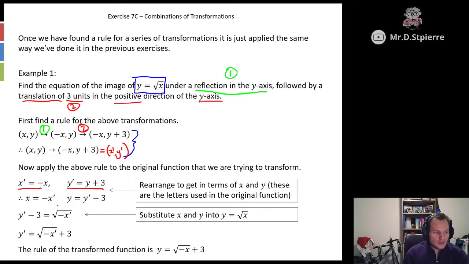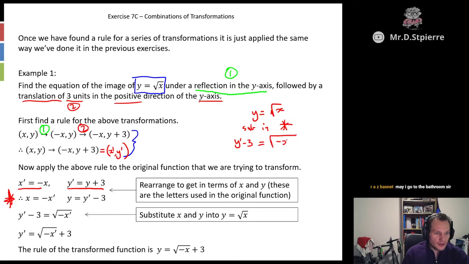And we rearrange them to get them in terms of x and y, not x dash and y dash. And then once that's done, we substitute them into our original equation. So our original equation, just so you can see, we had y equals root x. We sub in the equations at the start. So we now end up with y dash minus 3 subbed in for y equals the square root of negative x dash. And then the last thing is you rearrange it to actually look like a normal equation. We aren't used to dealing with operations being done on the y. So we get y dash equals root negative x plus 3.